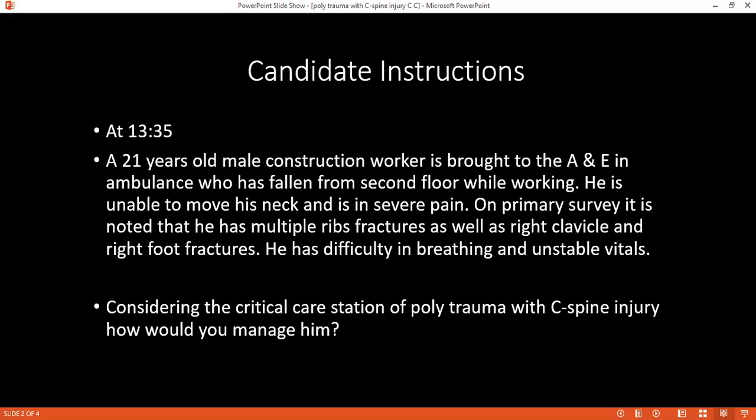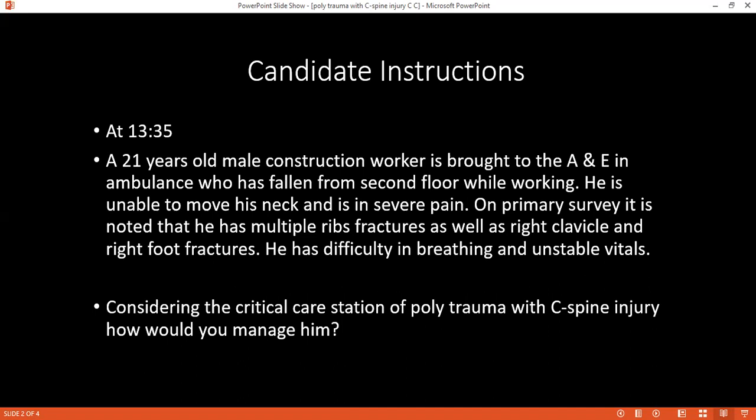For A, I want to assess the airway and C-spine. I want to check the airway and immobilize the C-spine using sandbags, tapes and a neck collar. That's triple immobilization of the spine. I want to call the patient. If the patient responds, the airway is stable.